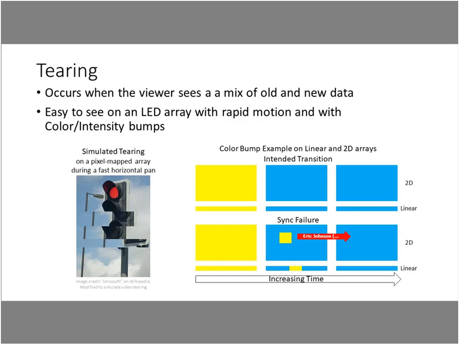And you can get tearing effects on linear arrays too, and I show that example here at the bottom. I think we've all done the row after row of strip lights. And if everything doesn't get there at one time, you see one strip light, or group of strip lights, or group of cells where you have the old data. If you're doing a fast color bump or a fast intensity bump, it can be very obvious. If you're doing a slow fade, maybe you'll see it. Maybe you won't.